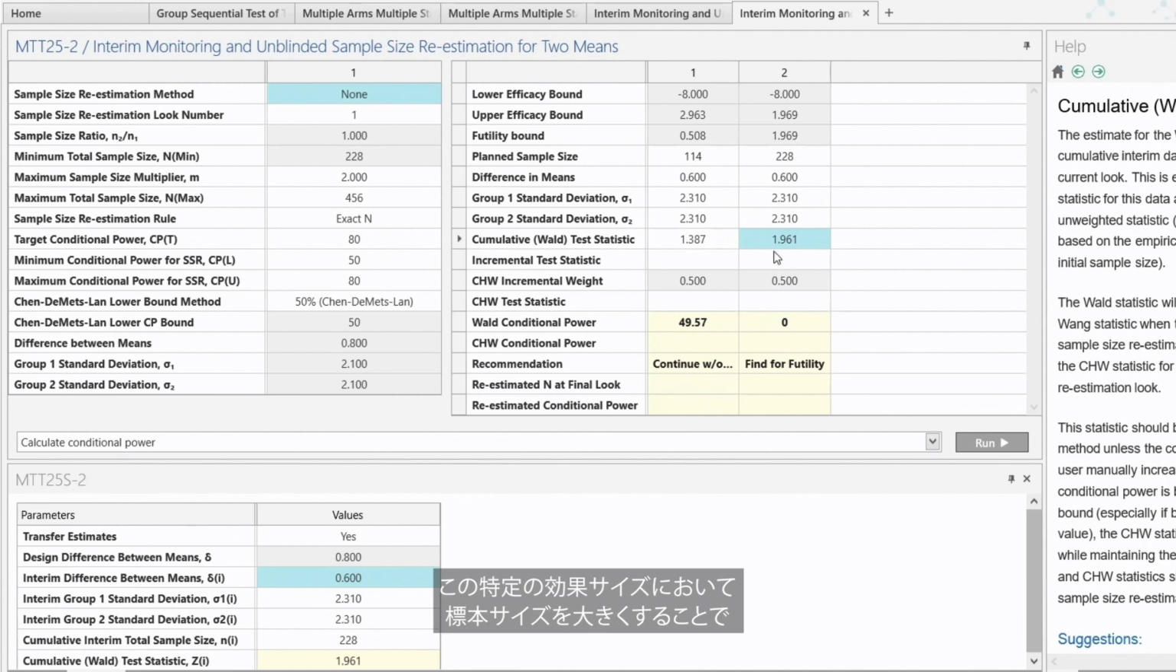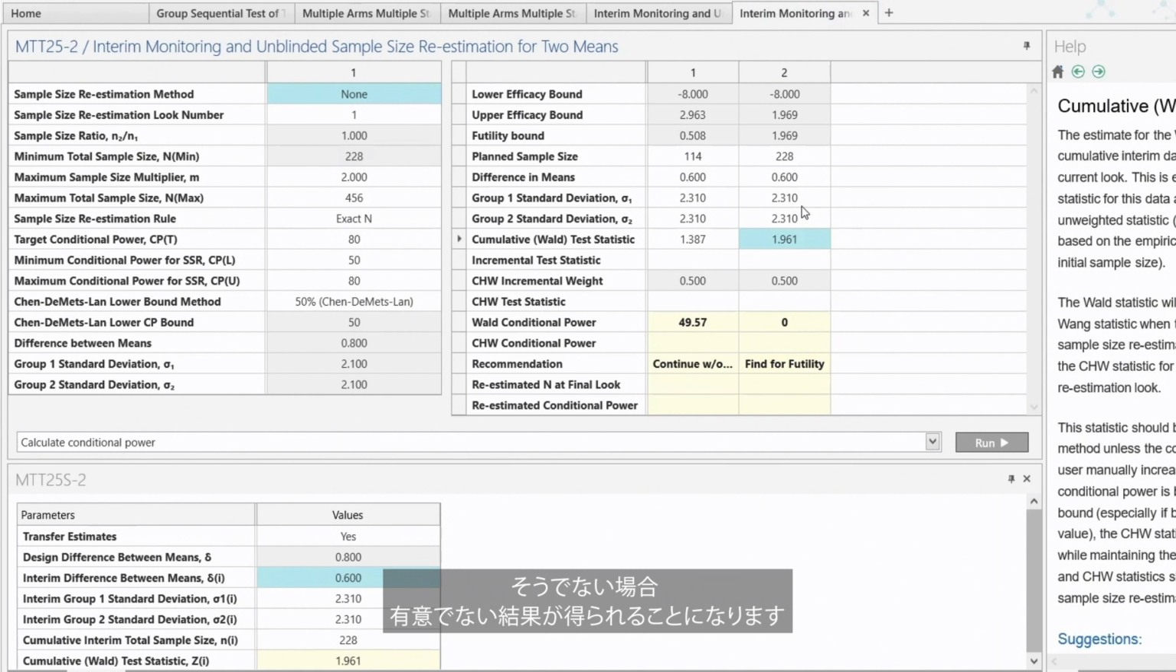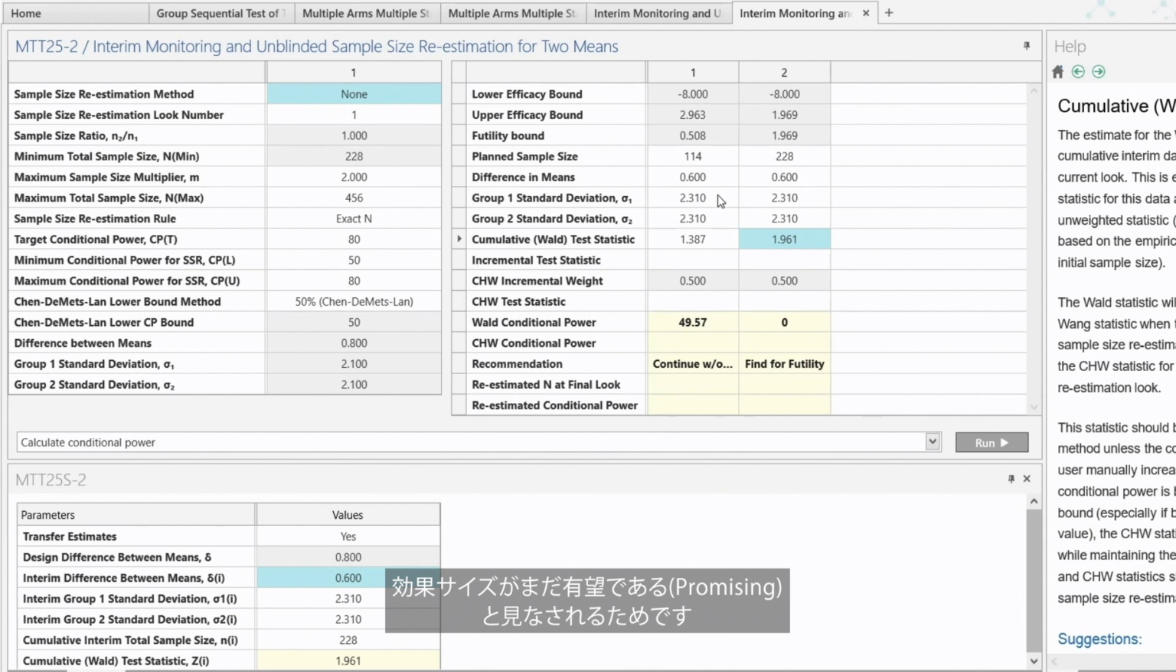Therefore, we can see that by increasing the sample size in this particular effect size, we have actually got a significant value only if we had done the sample size re-estimation, and otherwise would have got a non-significant result. This is why it's often called a promising zone result, because as your effect size is still promising, in this case 0.6 is considered promising, we have ensured that this promising result is still saved from being non-significant in an equivalent group sequential design.